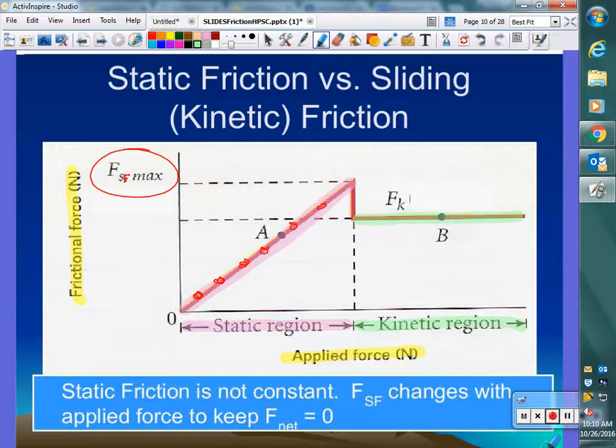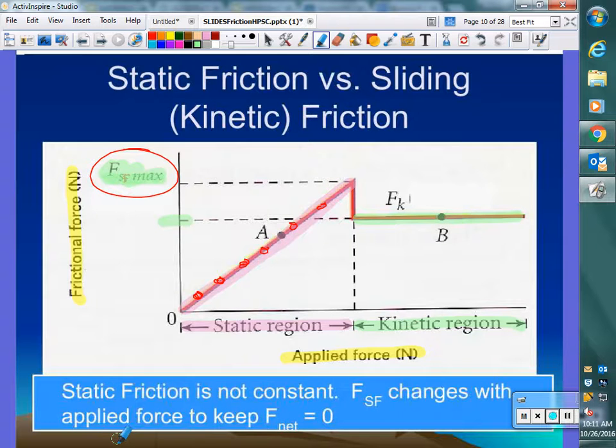What about the value of the friction in the kinetic region versus this value? It's lower. Once an object starts moving, it experiences less friction. So, if we have to apply this much force to get it to start moving, but then once it's already moving we only have to apply this much, it's easier.